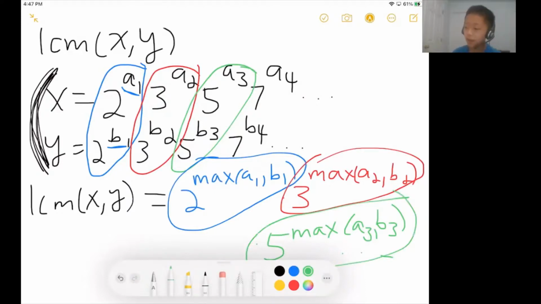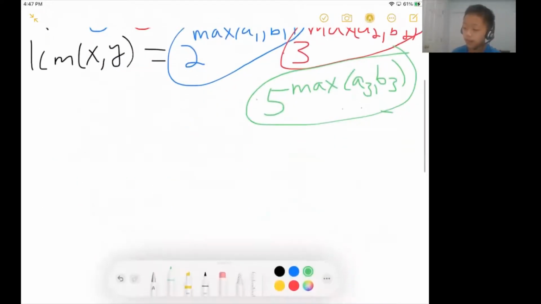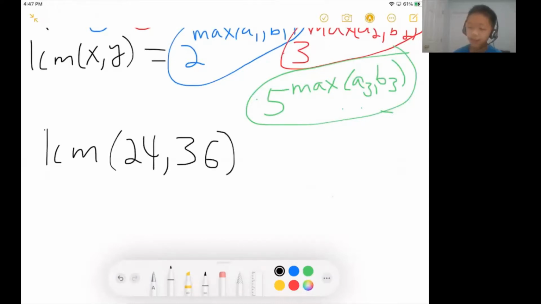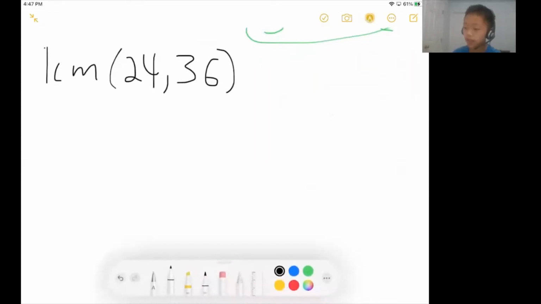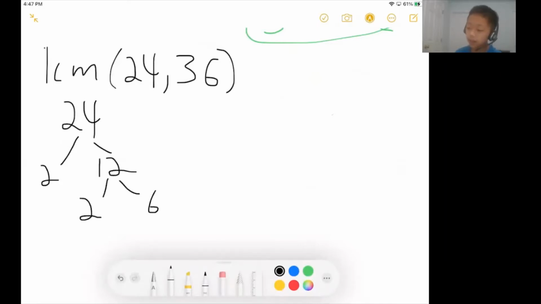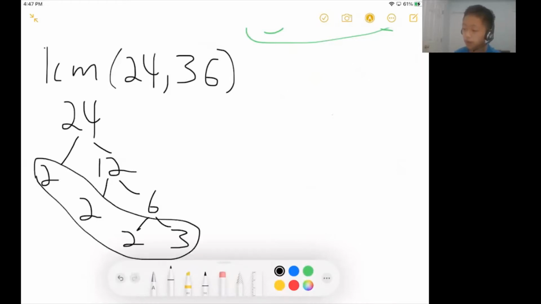So just as an example, let's say we wanted to find the least common multiple of, what's a good number? 24 and 36 maybe. So the idea would be you first, again, write them in terms of their prime factorizations. So you would say 24, you can split this down into 2 and 12. Then you can split 12 into 2 and 6. And then you can split 6 into 2 and 3. So you take these bottom numbers here. So 24 would be 2 cubed times 3 to the 1.